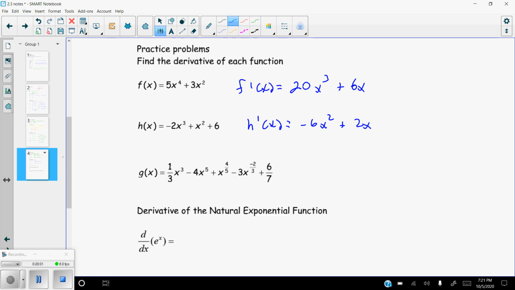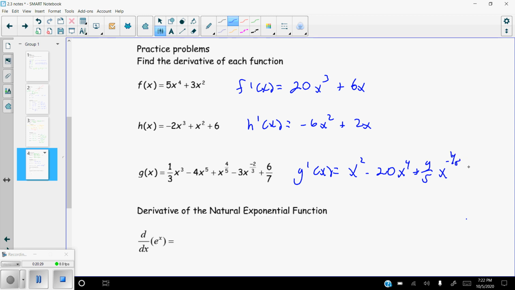That's it. And then the last one, g prime of x, is going to be bringing the 3 out front, multiplying it by a third is 1. So it's 1x squared. I don't need to write the 1. The next one is going to be minus 20, because that's what negative 4 times 5 is, x to the 4th, plus 4/5 x to the negative 1/5.